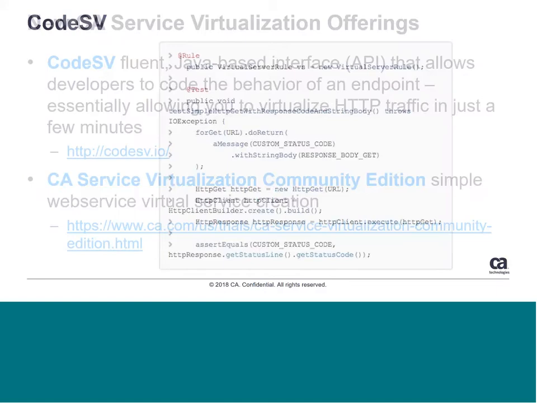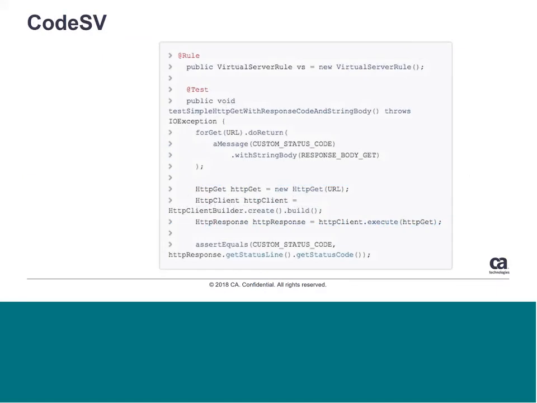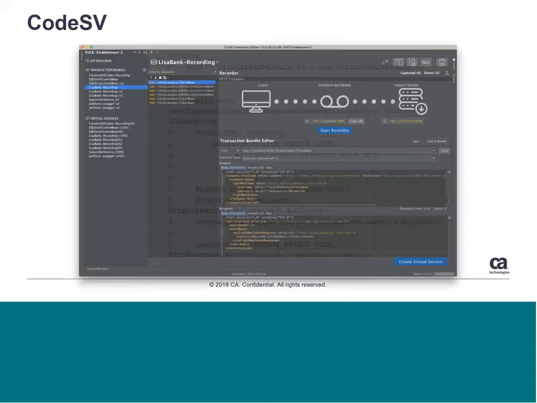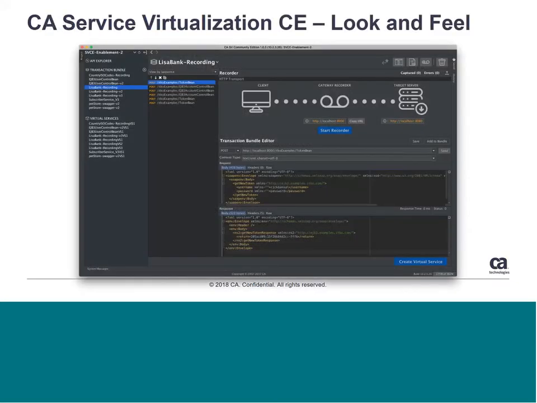Right? So real quick, for CodeSV, you use Java code in your IDE, Eclipse, or IntelliJ, and create your virtual services, in-process virtual services. And this is a snapshot of the Community Edition where you are able to record. That's the main part. You're able to record as you are able to do in the portal or workstation. You're able to create virtual services using Swagger, Virgil, and so on. And you're able to run virtual services.